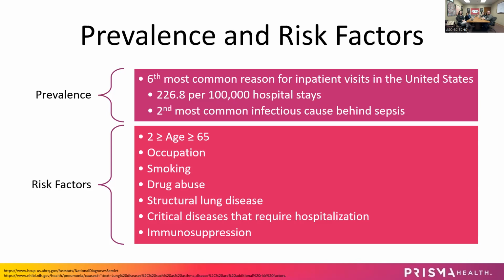Smoking is a major avoidable risk factor for developing pneumonia. Drug abuse as well, as this can cause patients to be in an immunocompromised state. Structural lung disease such as COPD. Critical diseases that require hospitalization, so just being in the hospital, as we'll talk about, can predispose you to some of these pathogens that cause healthcare associated infections, and then immunosuppression as well.